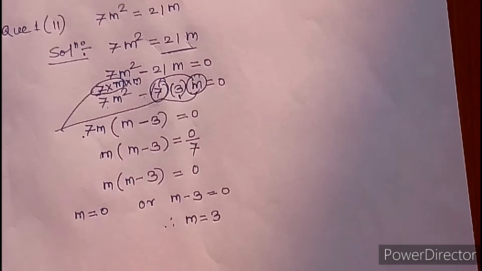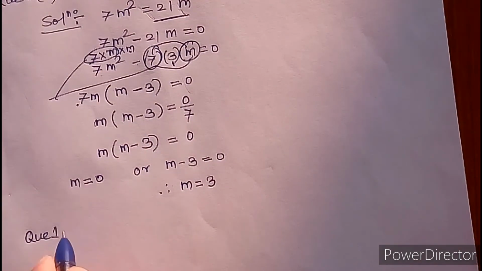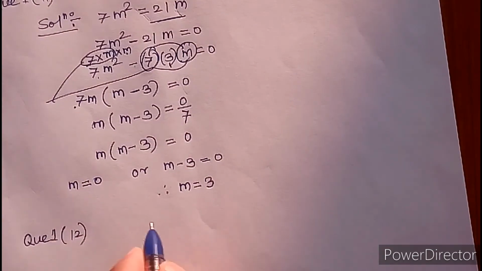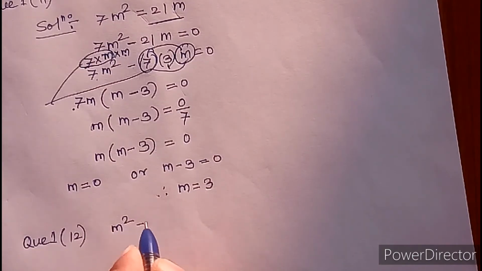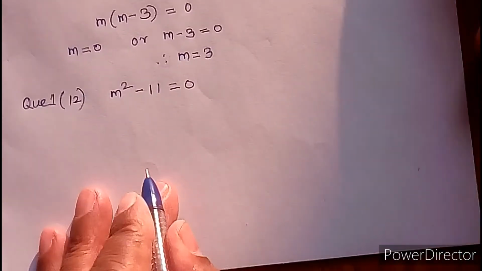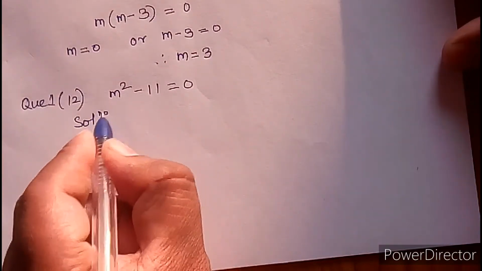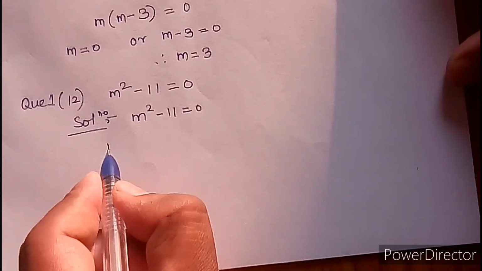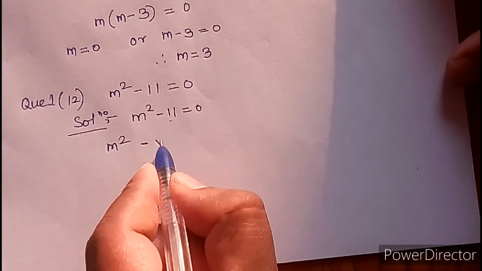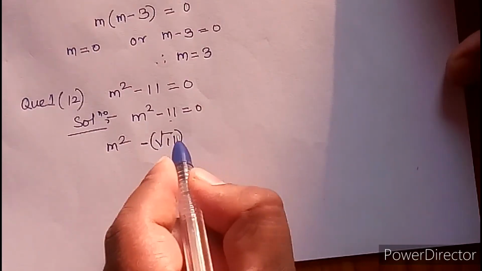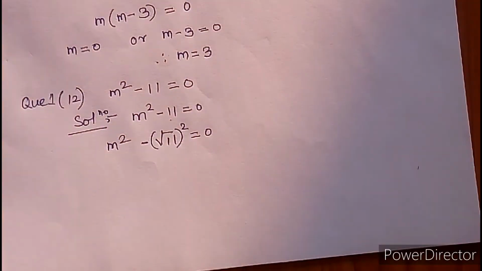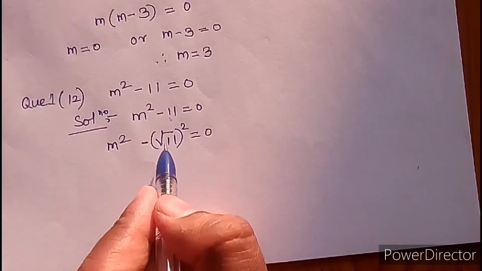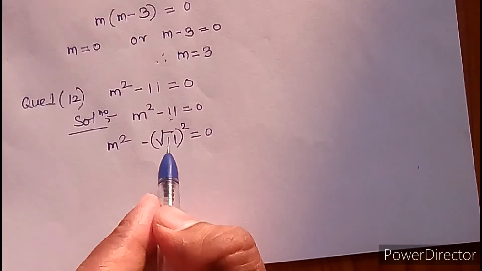Now moving to the next question, question 1 sub question 12, which is the last question of this practice set 2.2. The question is m square minus 11 equals 0. Write down in the solution part the question as it is: m square minus 11 equals 0. Now m square minus 11 can be written as m square minus root of 11 whole square equals 0. The value of root of 11 whole square is 11, which we have written in under root form.